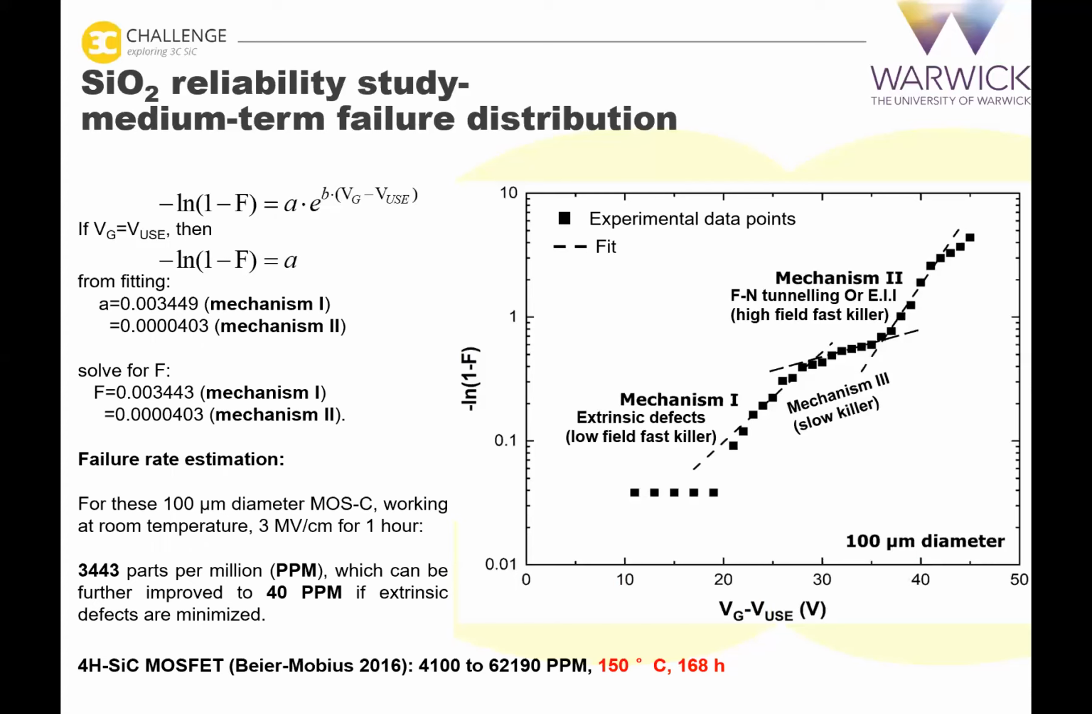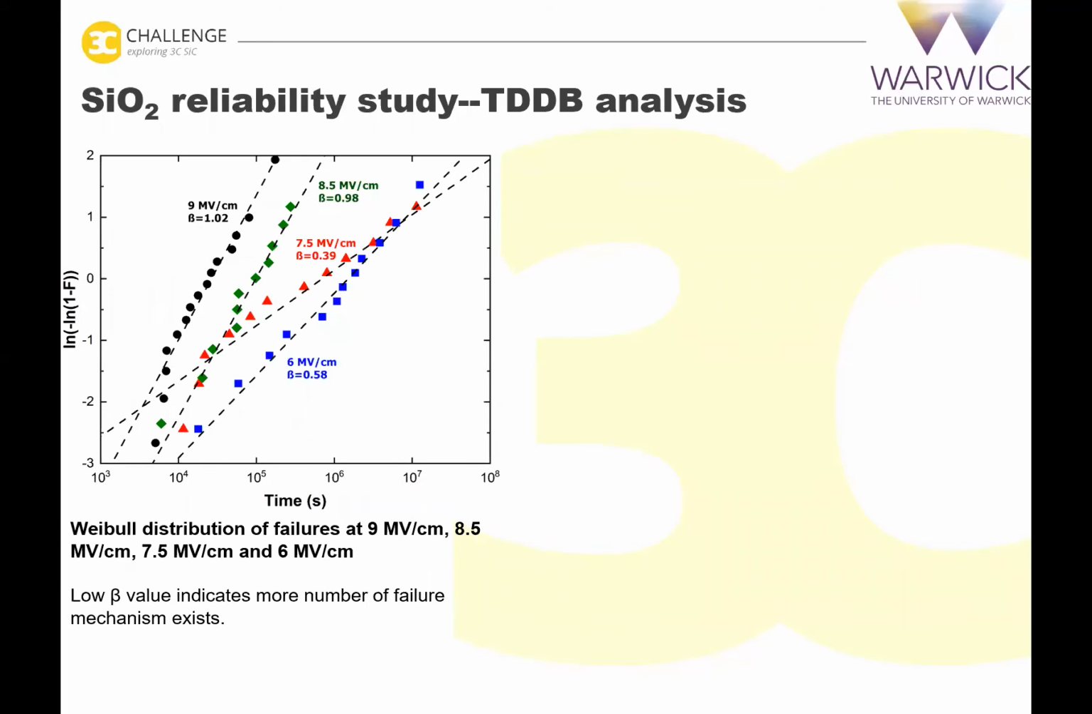And for a comparison study, we have a state-of-the-art 4H silicon carbide MOSFET, which has a failure rate in roughly the same order, but we have to note that the testing condition is much harsher. So after this medium-term study, we went on to do some more time-consuming time-dependent dielectric breakdown tests.